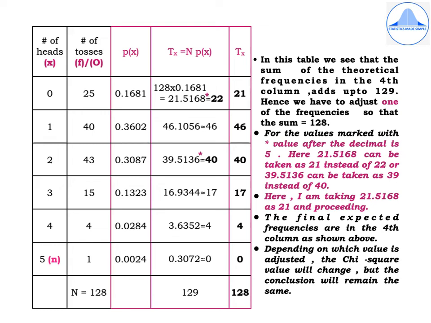Now, another important point to remember is that depending on which value is adjusted or approximated, the chi-square value will change, but the conclusion as to whether you are accepting H0 or rejecting H0 will remain the same.